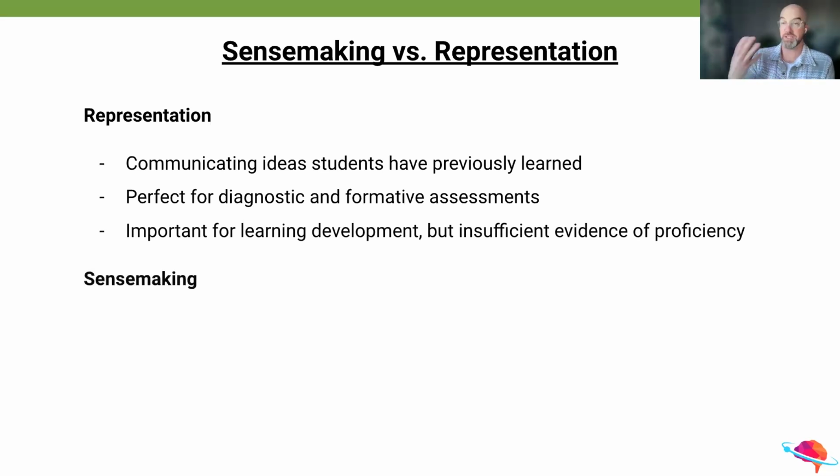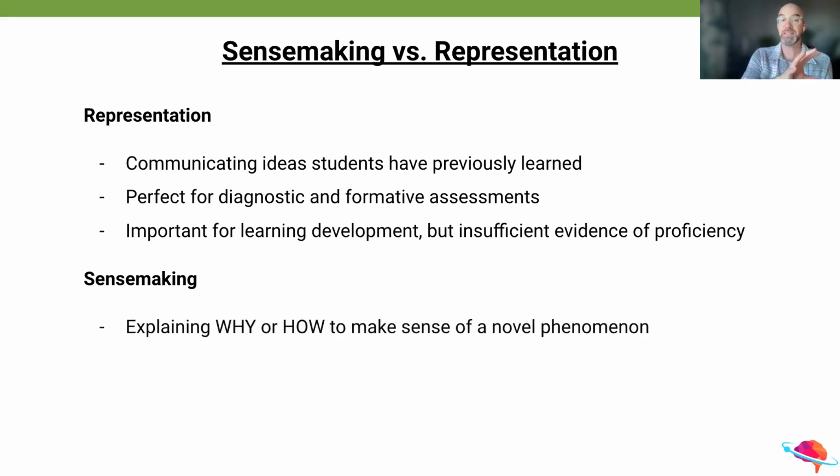So sense making is the response to what we need students to do now, because they can get all the knowledge they need on their phones or on a computer. Sense making is taking what you know to explain why or how of something new. And that's really all. There's a whole bunch to unpack there, but we need to explain why or how something is happening to make sense of something new.